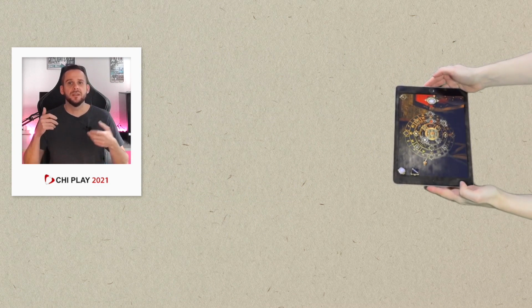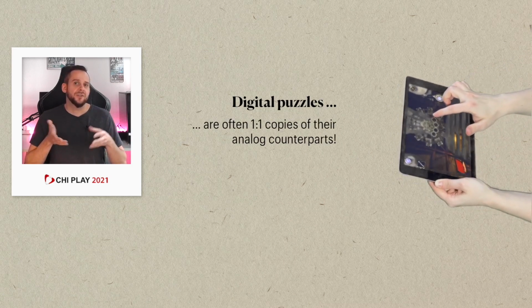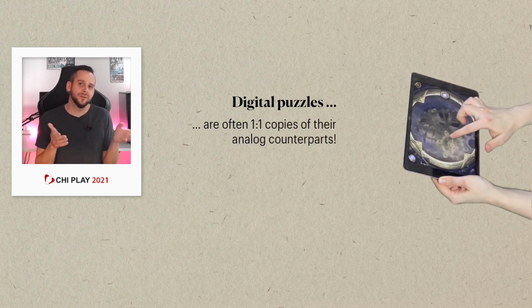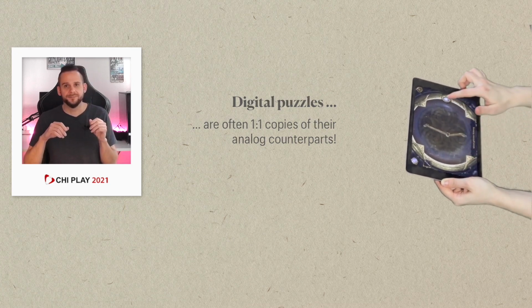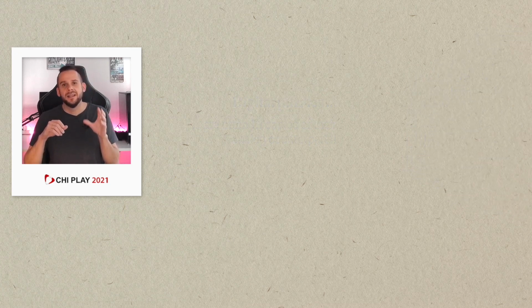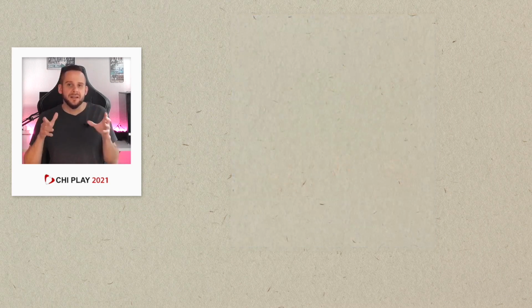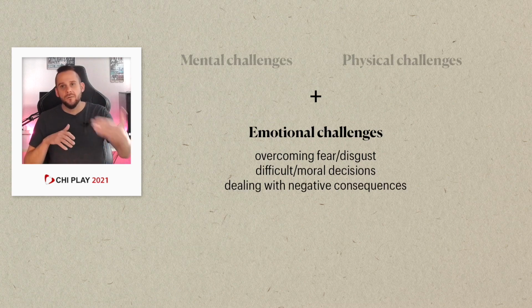Then we jumped into the digital domain, and it turned out that most of the digital puzzles are just copies of their analog counterpart. So in summary, the taxonomy still works and requires only slight extensions regarding mental and physical challenges. This changed, however, when we also included virtual reality games. Especially after playing the game Last Labyrinth, we detected an entirely overlooked kind of puzzles, namely emotional challenges such as overcoming fear or disgust, or dealing with some negative consequences.